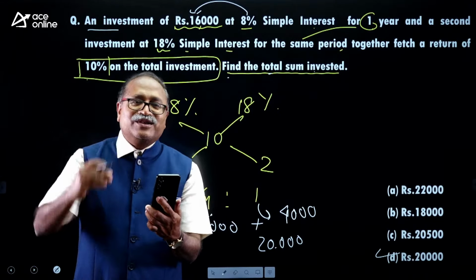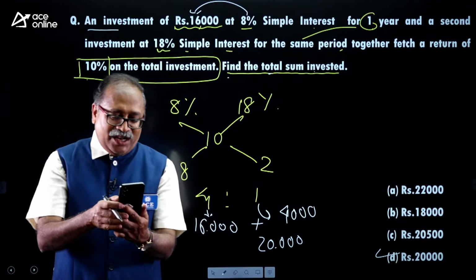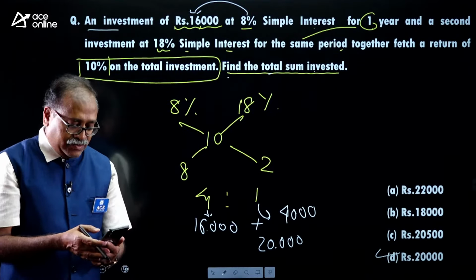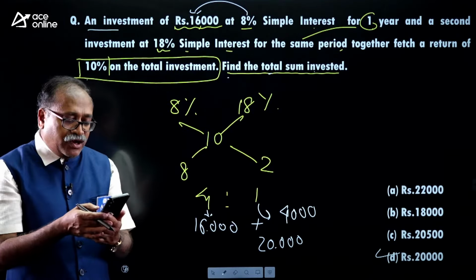Oh, great. Sumit ji, salute karta hu aapko. Well done. 20,000. Hope, David Singh, you are understanding it.